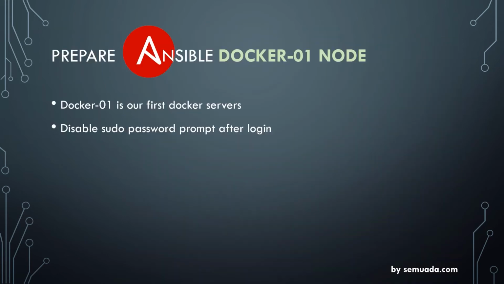After creating the playbook on the control node, let's prepare our managed node. This is docker01. Docker01 is our first Docker server that will be managed by the Ansible control node. The only thing we need to do is disable the sudo password prompt. Basically, when you log into Ubuntu servers and run any sudo command, you will be prompted for a password. Now we are going to disable that.